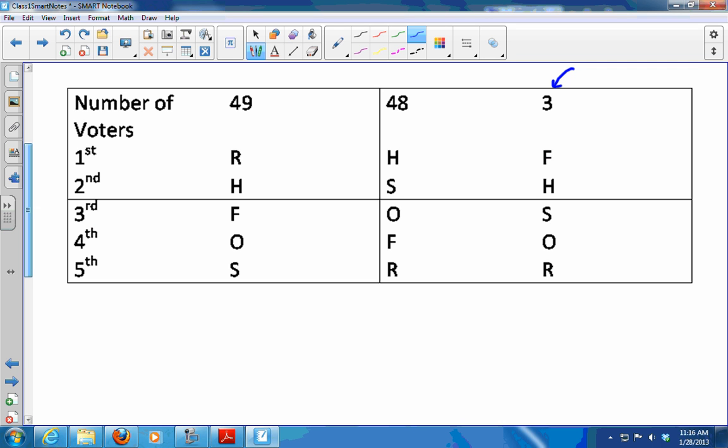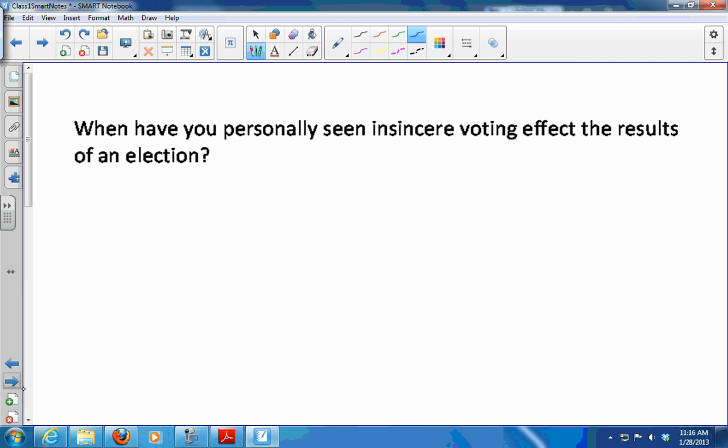They could switch their first and second place votes, and they could swing the whole election away from Rose Bowl to the Hula Bowl. That would be an example of insincere voting. They're not putting their first choice first. Instead, they're putting their second choice first to avoid having their last place choice win. Has anybody seen this in real life or remember an example of it?